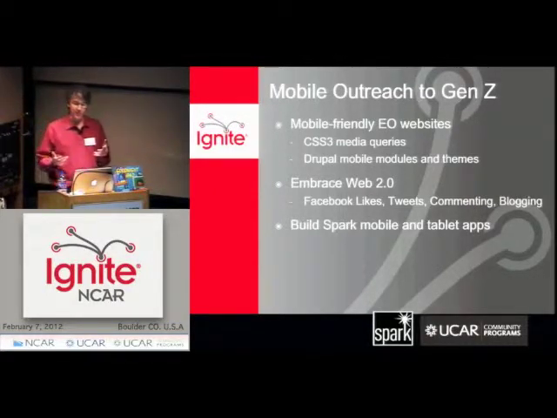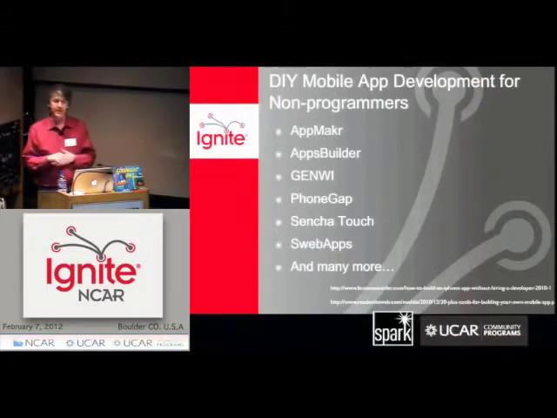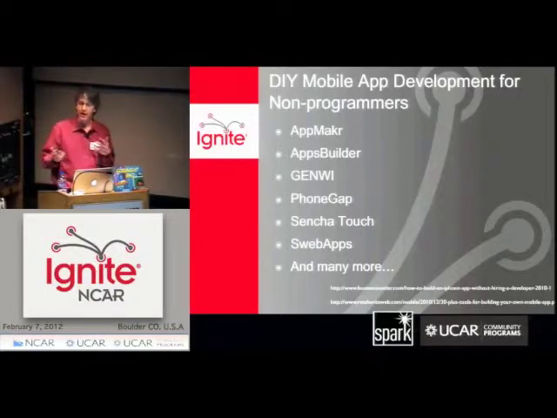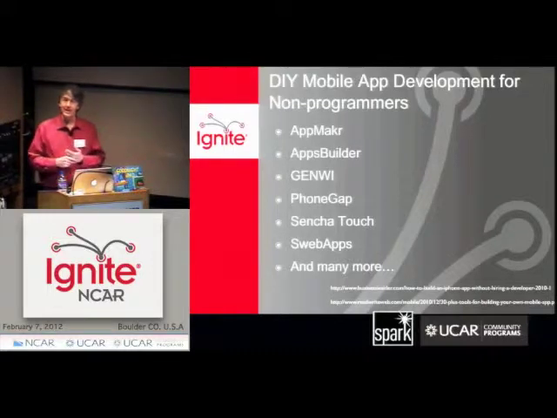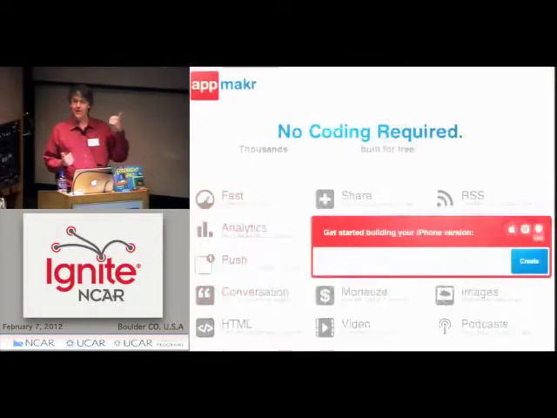Things like Drupal are making that a bit easier because you can drop a module in place and your site becomes mobile-friendly. We can also embrace Web 2.0 with things like Facebook likes and Twitter and that sort of thing. And we can also build mobile apps. We can take a very custom approach to that where we go out and hire agencies to do that. But there are some really cheap, effective do-it-yourself tools that are becoming available. I'm going to give you a peek right now at Appmaker.